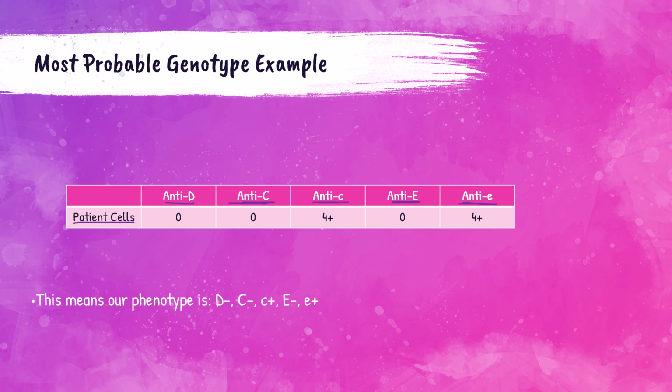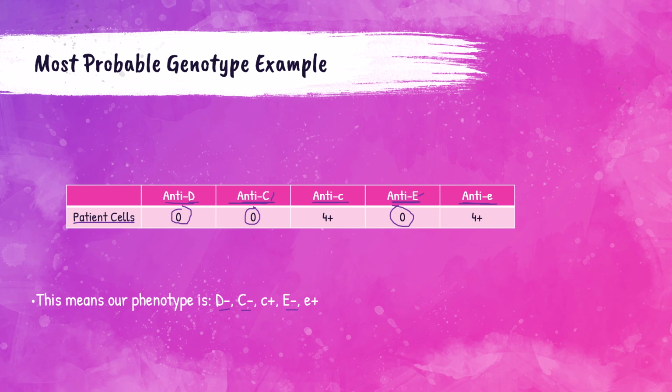So what I'm talking about here is this result, and this result. There's 0 there, okay? That means that there is a negative reaction, which means that the patient is negative for big D, big C, and big E. So these are considered negative reactions.